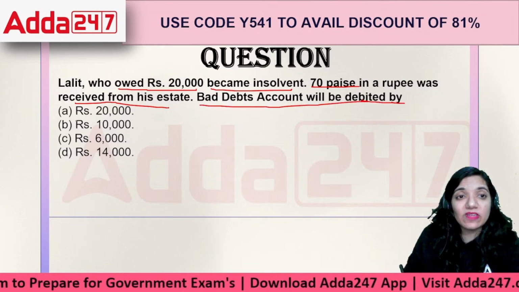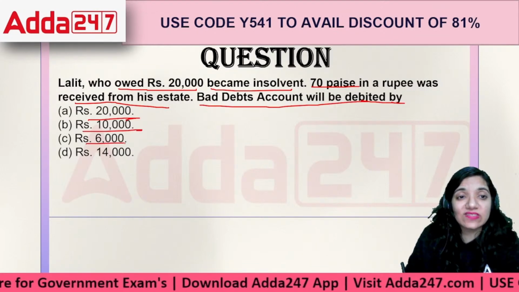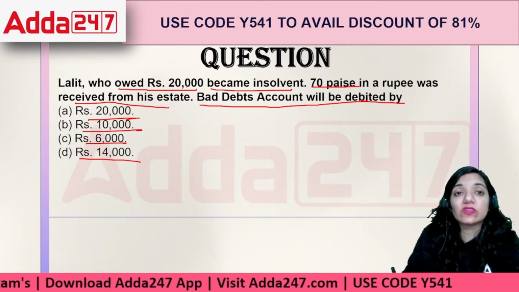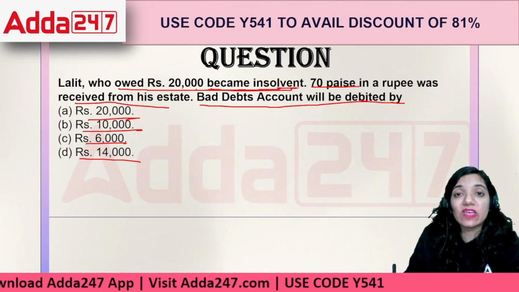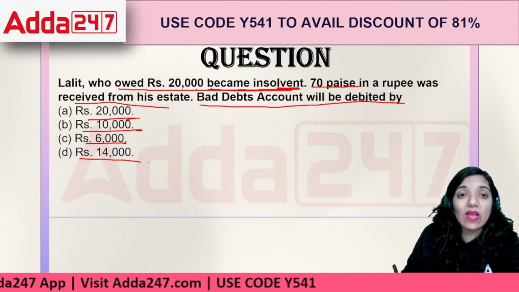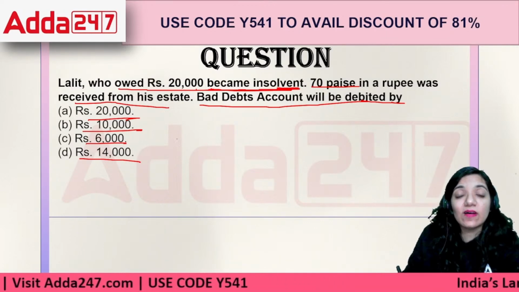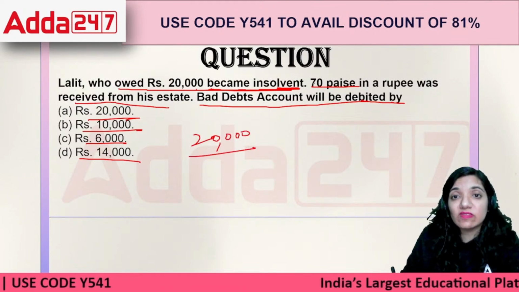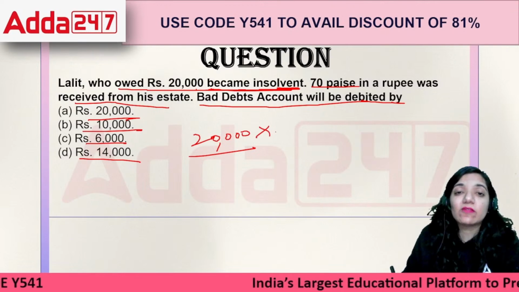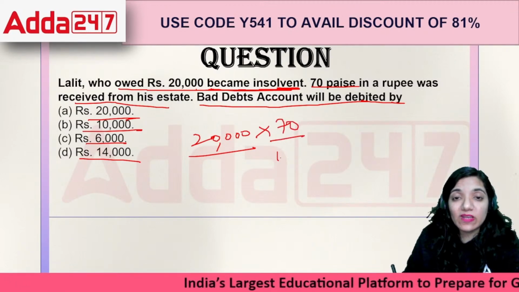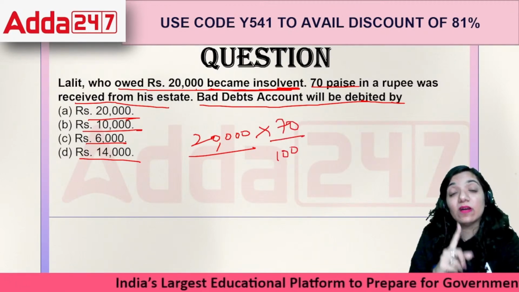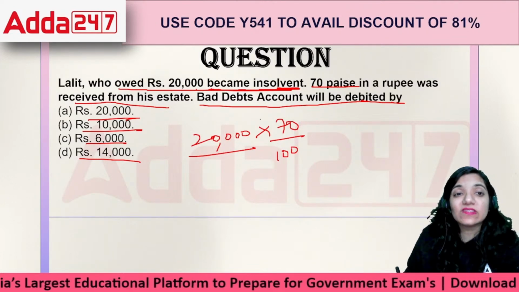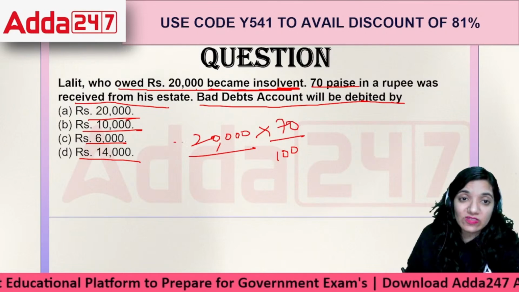Bad debts account will be debited by 20,000, 10,000, 6,000, 14,000. Lalit, who owed 20,000, this person owed 20,000, became insolvent. So what will happen in this case? He owed us 20,000 rupees and we have received 70 paise in a rupee. If I convert paise into rupee, it would be dividing it by 100, because 1 rupee is equal to 100 paise. So it would be 70% of what he was supposed to pay.